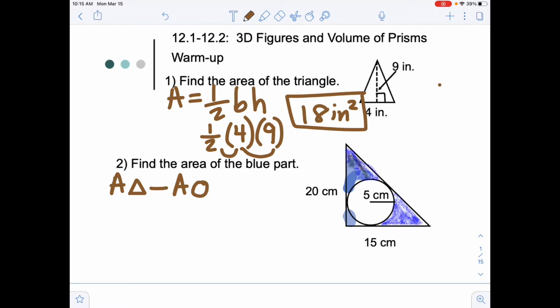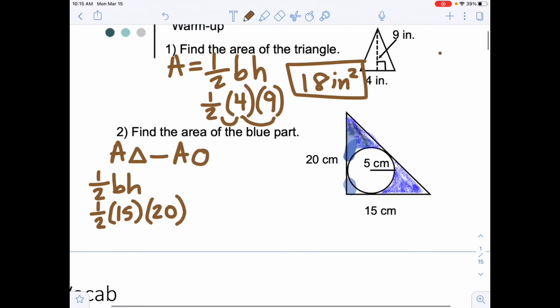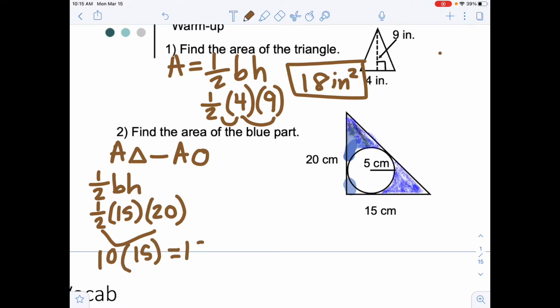So the area of the triangle is 1/2 base times height. So I have 1/2 times my base is 15 times my height, which is 20. Well, I know I can multiply in any order, so I'm just going to take 1/2 of 20, which is 10, and 10 times 15 is 150. So I know the area of my triangle is 150 centimeters squared.